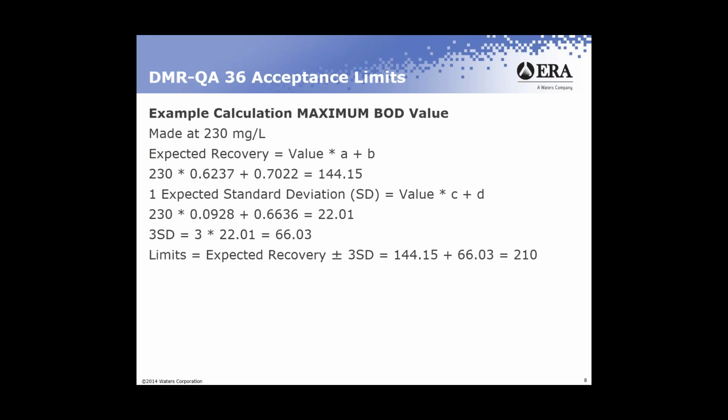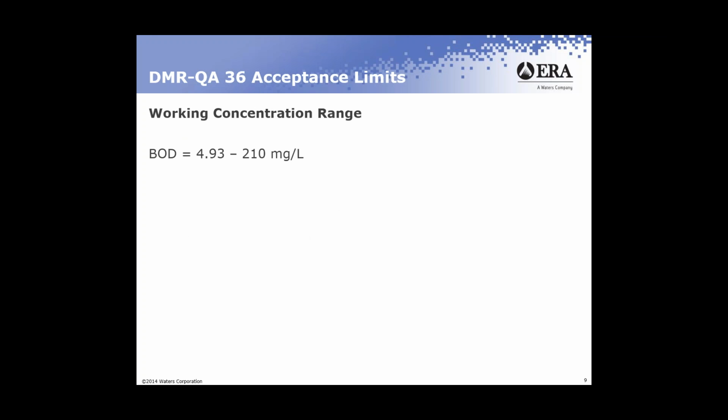So now what we can do is the exact opposite and calculate what our expected maximum would be. We go through the same calculations: calculate our standard deviation, our expected recovery, and make our 3 standard deviation limit. Notice that if we make this at 230, the absolute highest value you can report and still have a value to pass your BOD would be 210. So what we can do is take these two numbers and calculate a working concentration range.